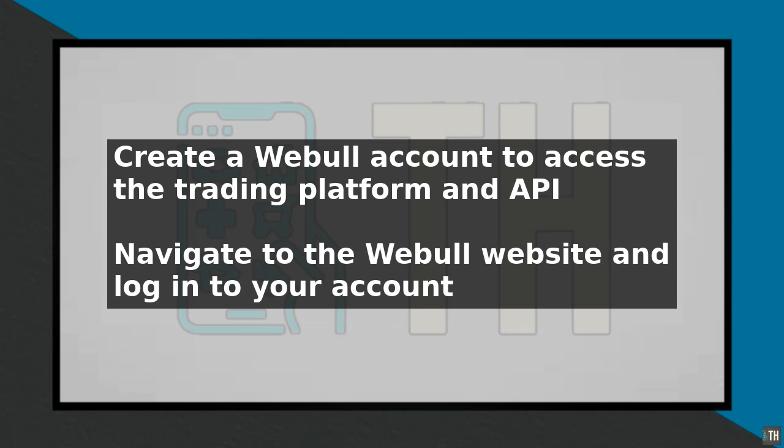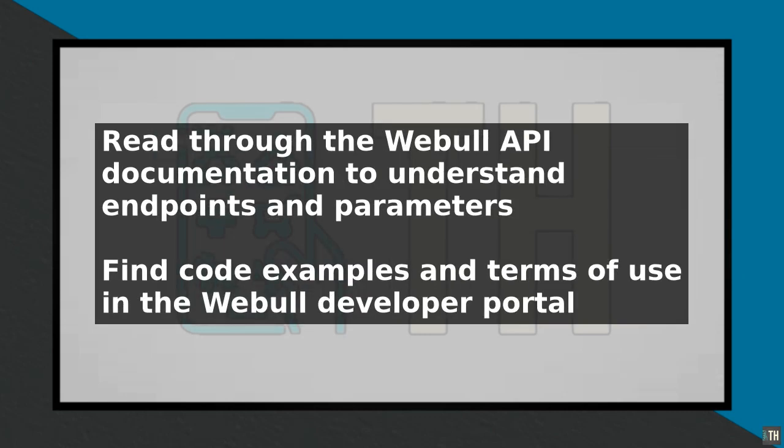Next, go to the Webull developer portal, where you can find information on the Webull API, including documentation, code examples, and terms of use. Read through the documentation to understand the different endpoints, parameters, and response formats available in the API. To obtain an API key, you will need to create a new application in the Webull developer portal.